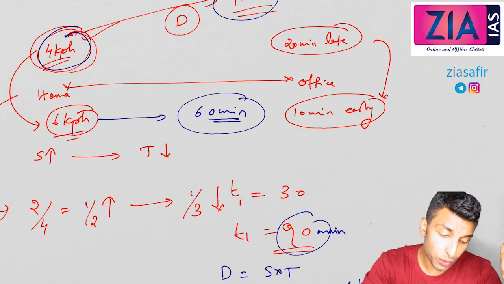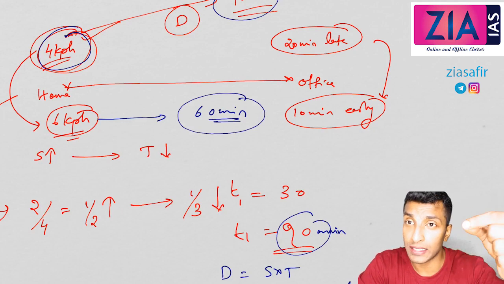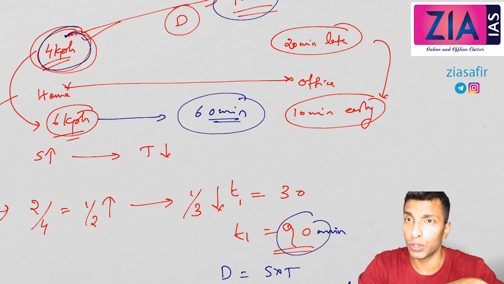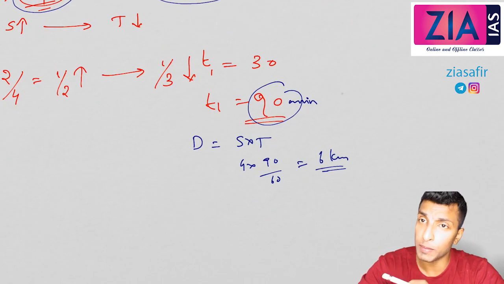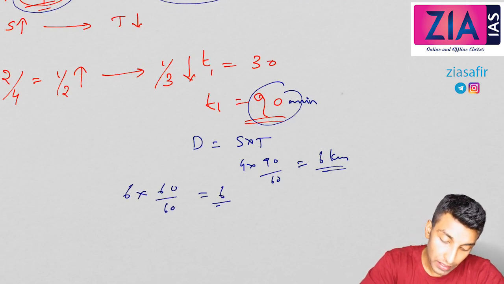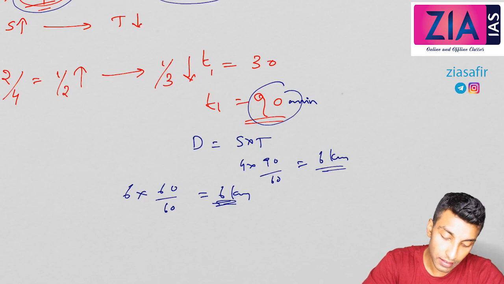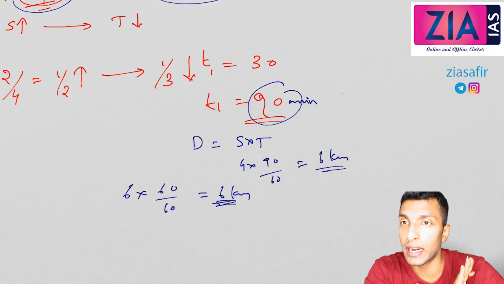Now I'm telling you, there is no need to find this time. But since I have told you the first one is 90, I can get the second one also, that is 60, because 30 minutes is the difference. Now you can find distance by using this also if you wish. It will be the same, right? 6 into 60 by 60, you will get 6 km, because distance is constant in both cases.